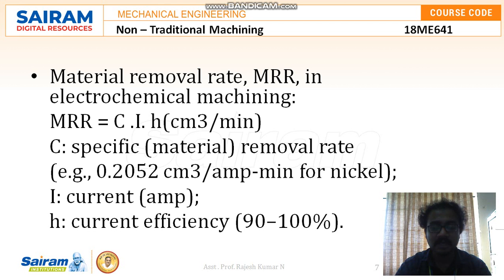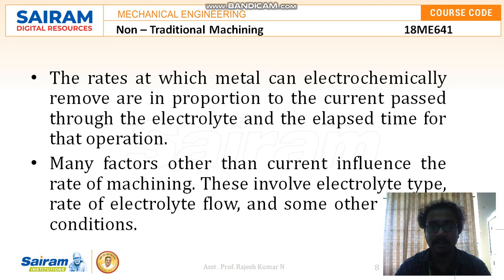And talking about the metal removal rate in the electrochemical machining process, which is nothing but C times I times h, and the unit is cubic centimeter per minute, where C is the specific metal removal rate, for example 0.2052 cubic centimeter per amp per minute for nickel, and I is the current in amps that we will be supplying, and small h is the current efficiency, which is generally 90 to 100%. So the rate at which the metal can be electrochemically removed is in proportion to the current passed through the electrolyte and the elapsed time for that operation.